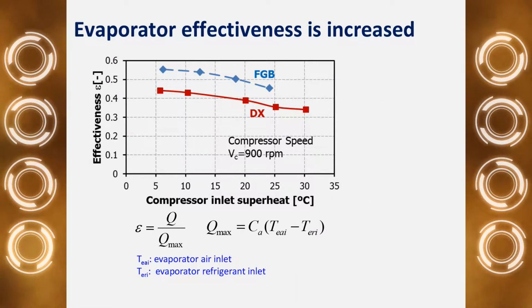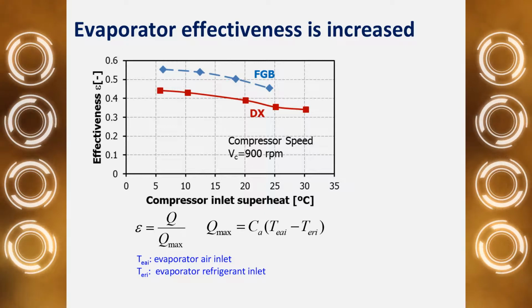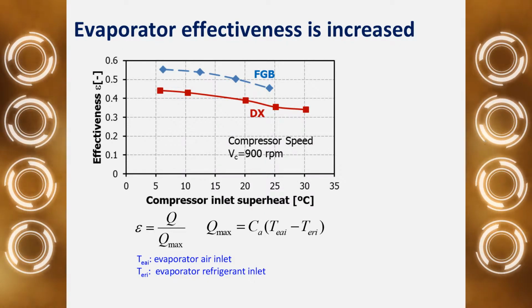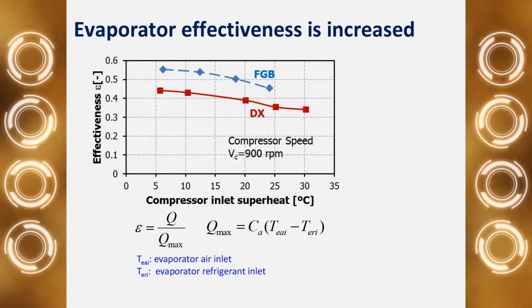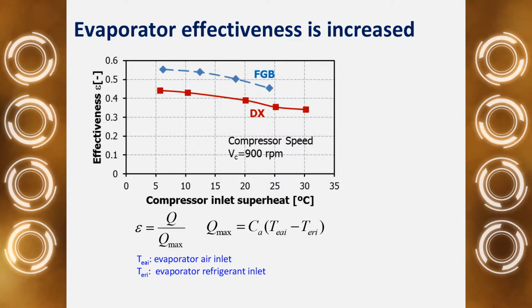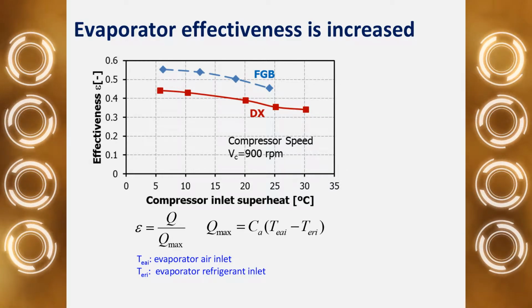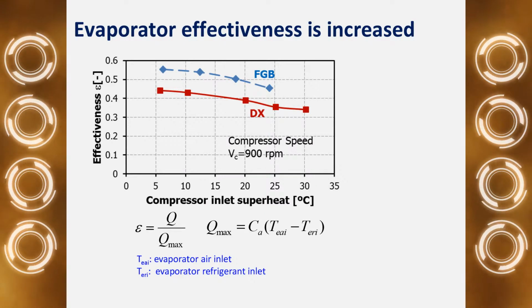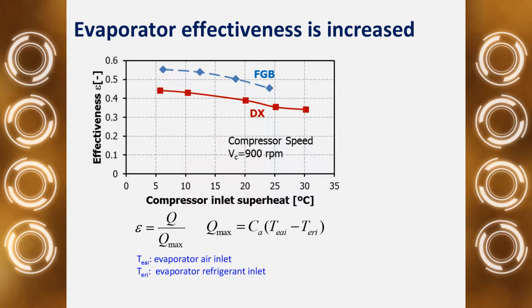Also, evaporator effectiveness was increased when we were using the FGB separator, and you can clearly see here that FGB evaporator effectiveness was higher than in DX at a compressor speed of 900 RPMs. Evaporator effectiveness was calculated when you divide your calculated capacity by the theoretical maximum capacity.